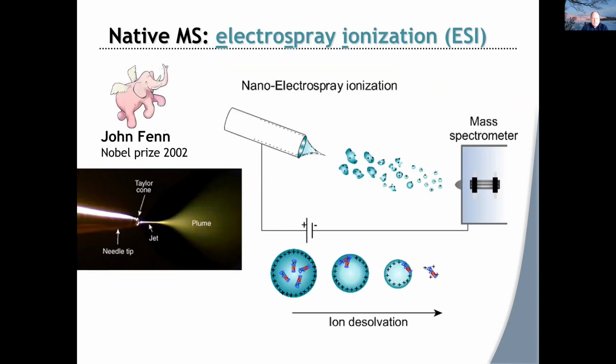Electrospray ionization, as I said, relies, in this case, when we want to do it native, on using solvent conditions and instrument conditions which preserve folding and interactions. And that's something we can do quite routinely now on different types of instruments.